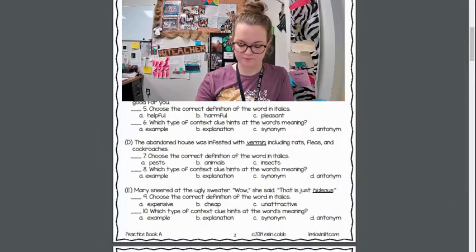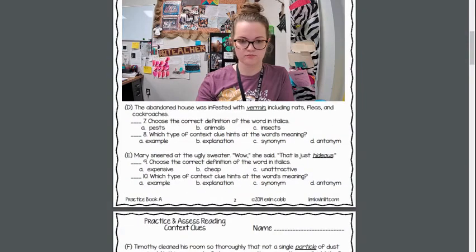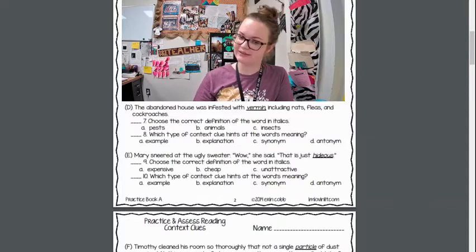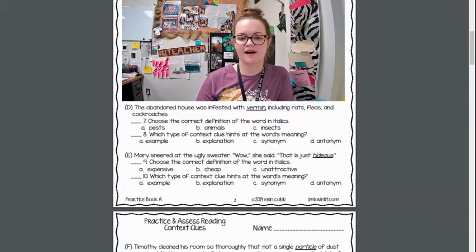Let's look at D. The abandoned house was infested with vermin, including rats, fleas, and cockroaches. Choose the correct definition of the word in italics. Vermin. Guys, I talked about this kind of with the crustaceans. It says crustaceans, including shrimp, lobsters, and crab. This one says vermin, including rats, fleas, and cockroaches. So we're going to look at which one of these words would best describe rats, fleas, and cockroaches.